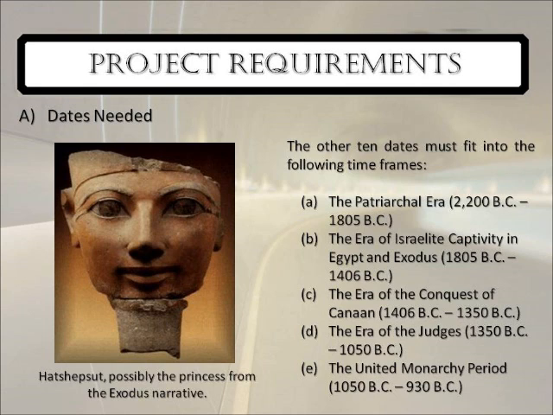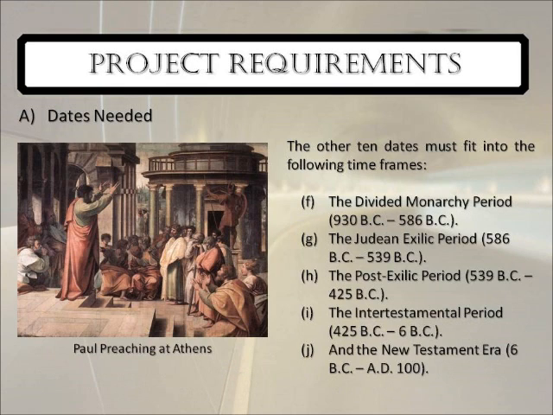For the 4th date, I would like you to find a date from the era of the Judges, approximately sometime between 1350 BC and 1050 BC. For your 5th date, I would like you to find a date for the United Monarchy period, something that happened between 1050 when Saul is anointed king, all the way to 930 when Solomon dies.